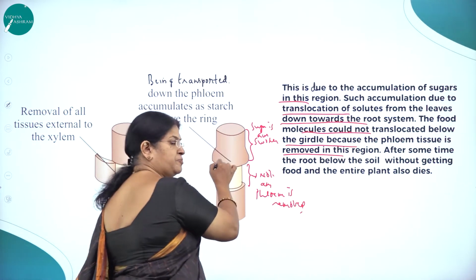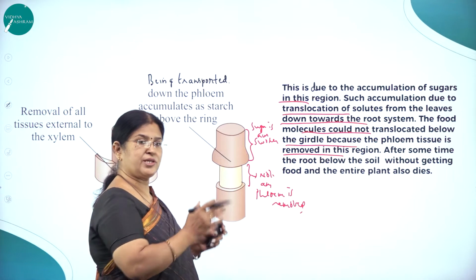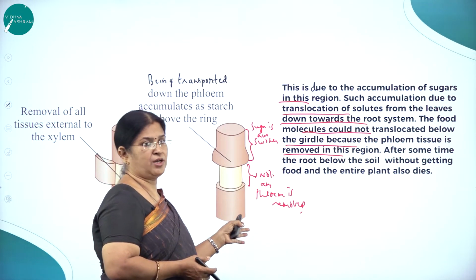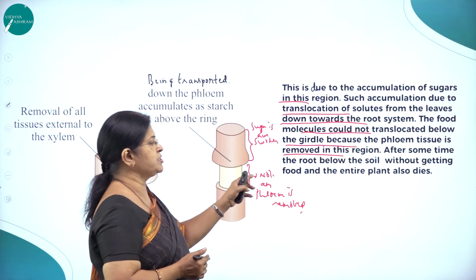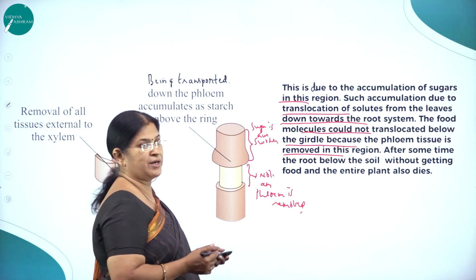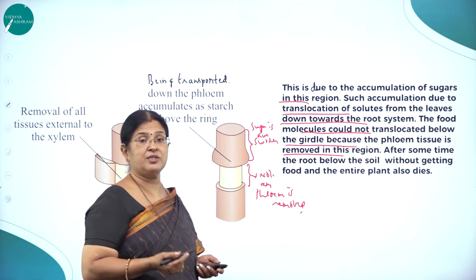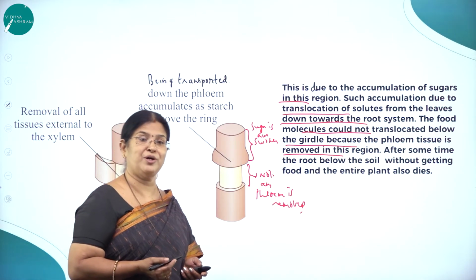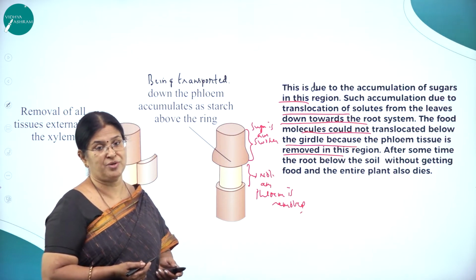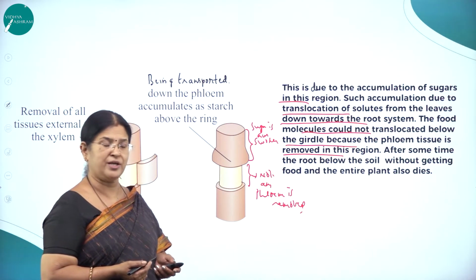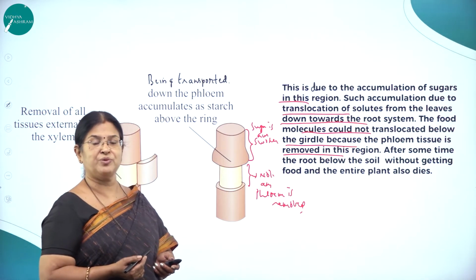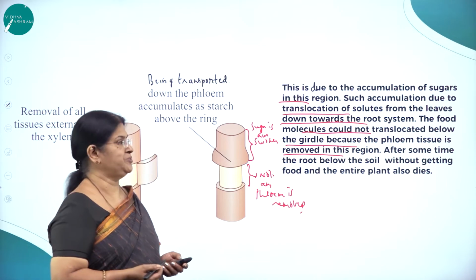Phloem is removed. So this particular part is swollen because sugar is accumulated in that part where phloem is there, but there is no other phloem for it to conduct downwards. So because the phloem tissue is removed in this region, after some time the root below the soil, without getting food, and the entire plant also dies. Yes, see, food is the prime requirement, may it be for a plant body or an animal body. So if there is no supply of food from the source to the sink, which is the root, then obviously the plant is going to die. So with this simple experimental setup, see how nicely they have proved that phloem is a food conducting tissue.